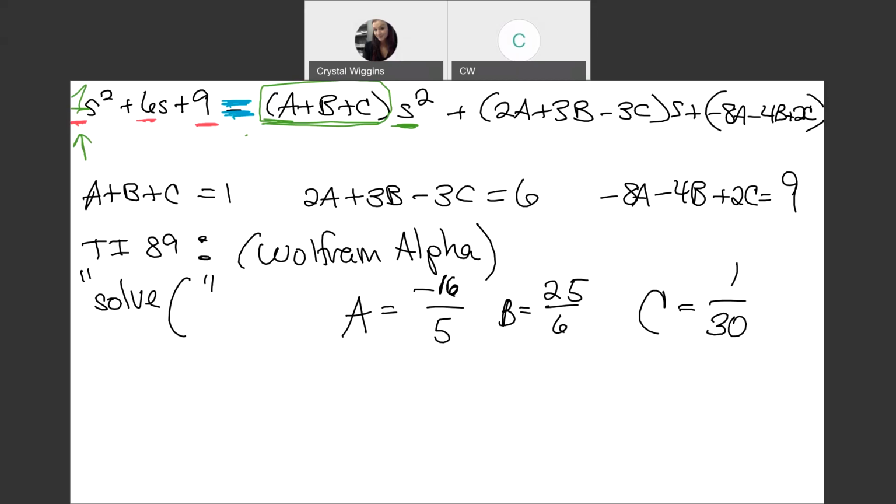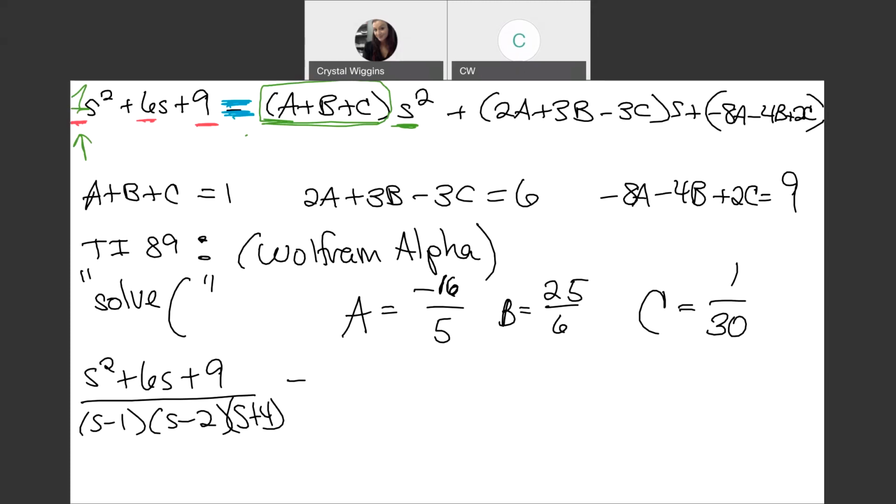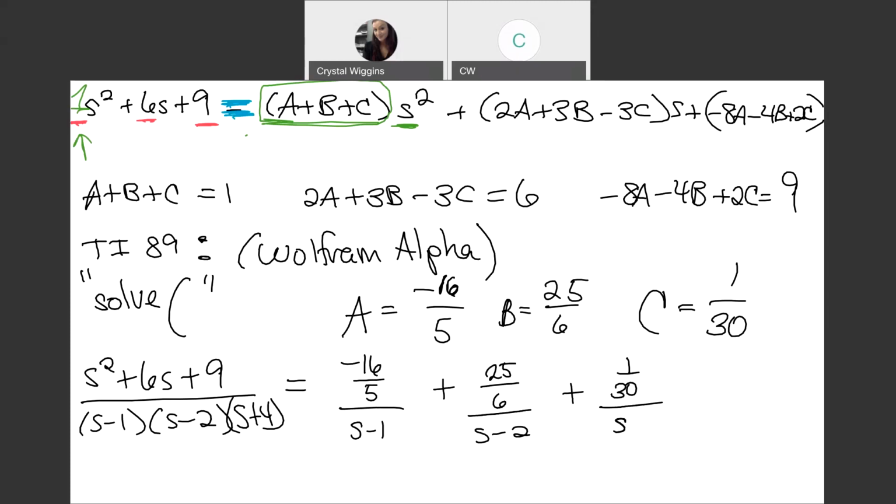So what did we just find? We found that s squared plus 6s plus 9 over s minus 1, s minus 2, s plus 4 is equivalent to negative 16 over 5 over s minus 1, plus 25 over 6 over s minus 2, plus 1 over 30 over s plus 4.